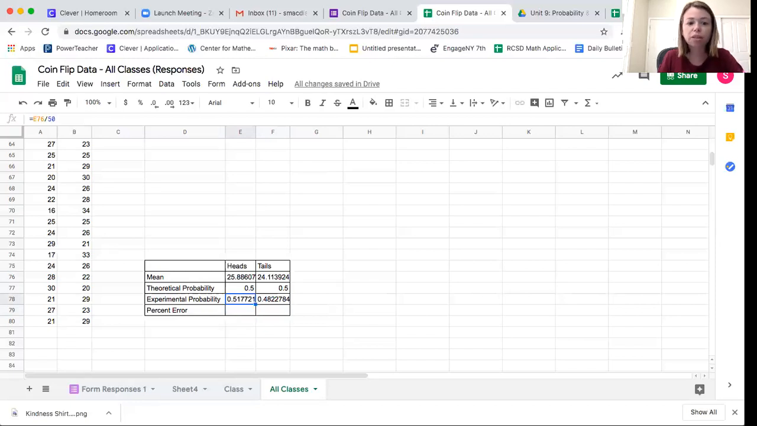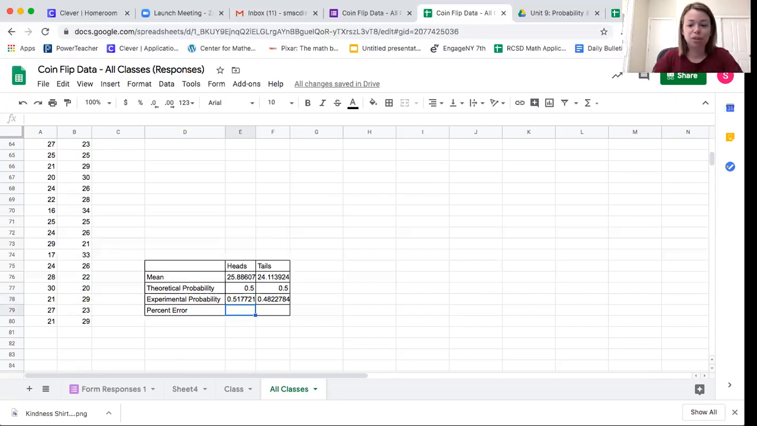Okay, so when you're looking at the heads and tails here, the experimental probability, you can see that as we have more sets of data, we're getting closer and closer to 0.5. And it makes you wonder, if I were to keep doing this, if I were to have every student in the school flip it 50 times, are we going to get exactly 50-50? I don't know. It would be interesting to see though, right?